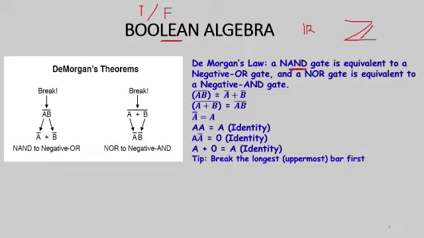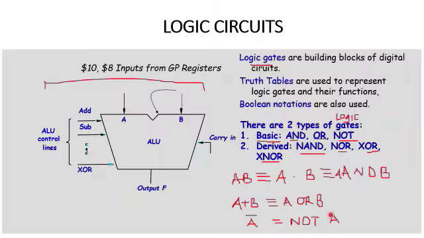Okay, so let's move to the next slide. I just wanted to point this out before we proceeded here. So this is DeMorgan's law. A NAND gate is equivalent to a negative OR, and a NOR gate is equivalent to a negative AND. So that's DeMorgan's theorem, and that's what we have all here. Remember, this is the AND gate.